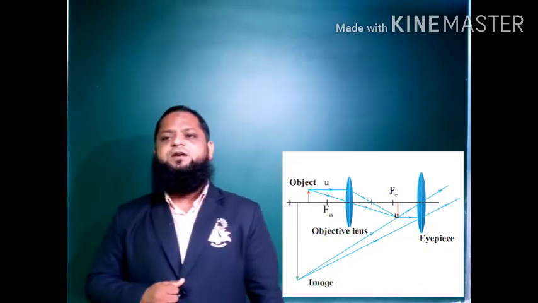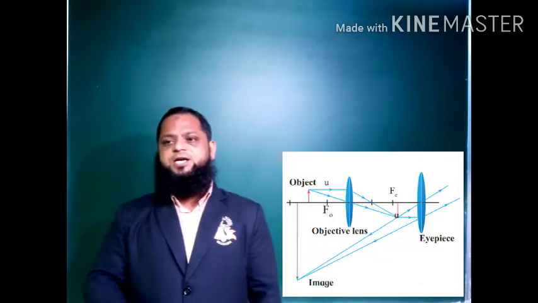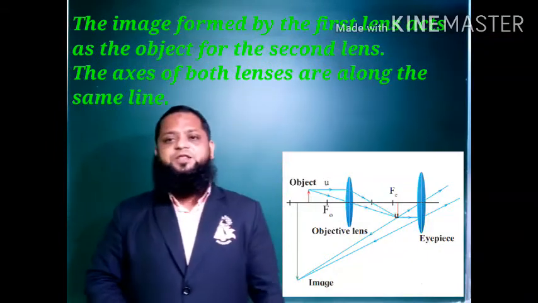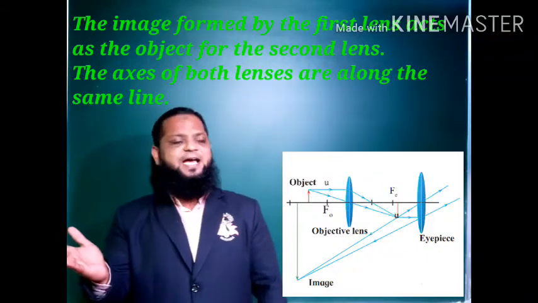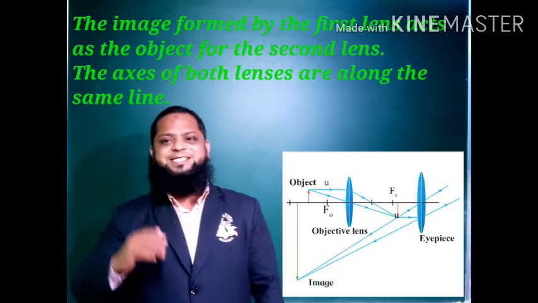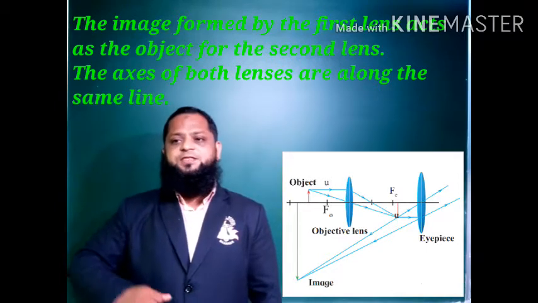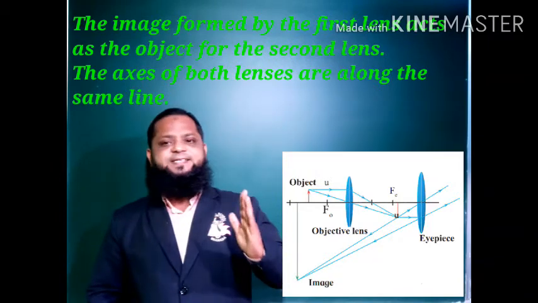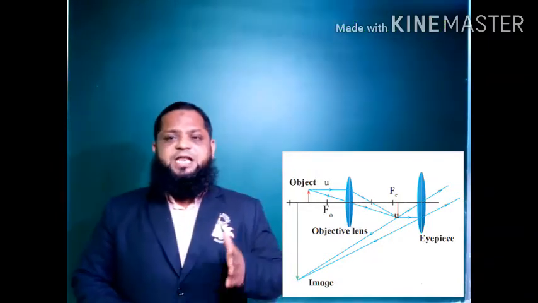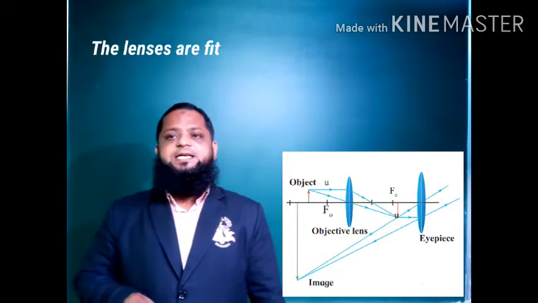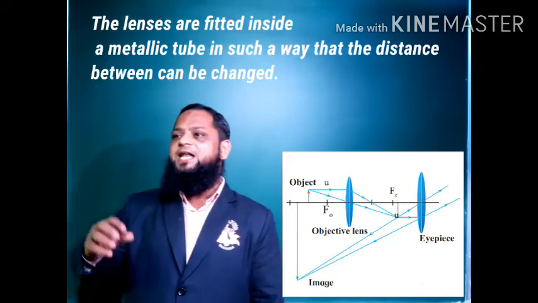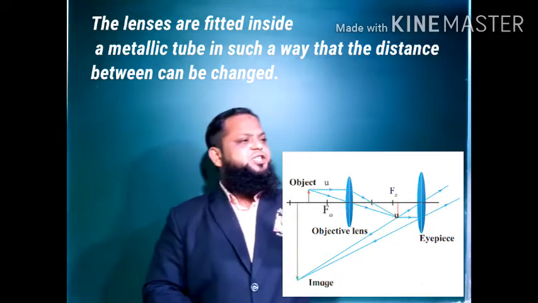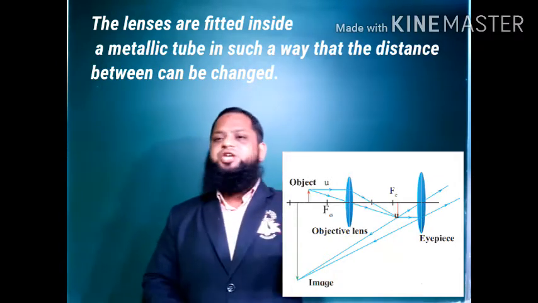As shown in the figure, the magnification occurs in two stages. The image formed by the first lens acts as the object for the second lens. The axes of both the lenses are along the same line. The lenses are fitted inside a metallic tube in such a way that the distance between them can be changed.